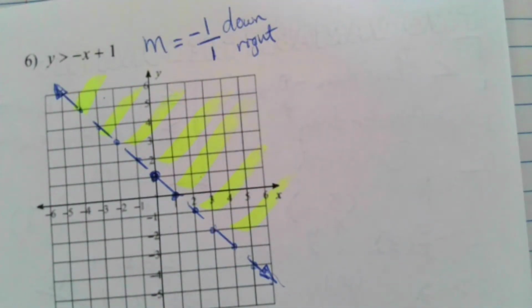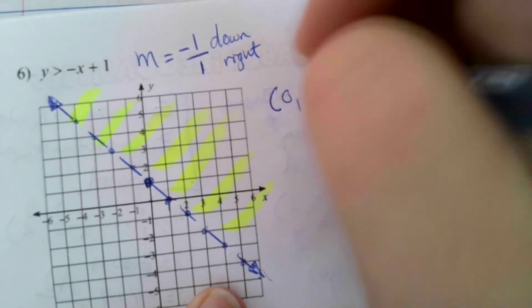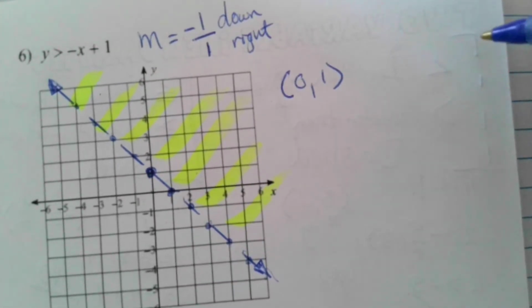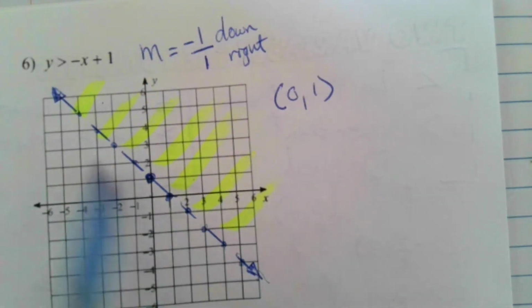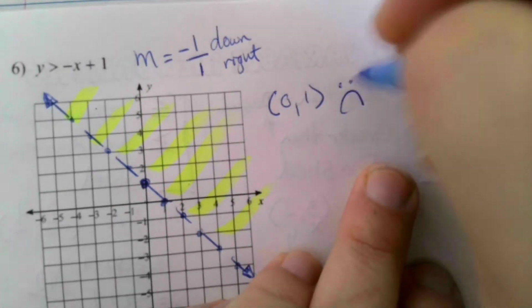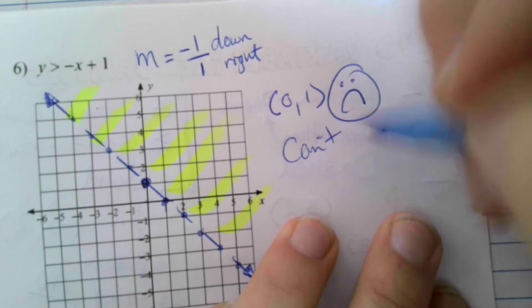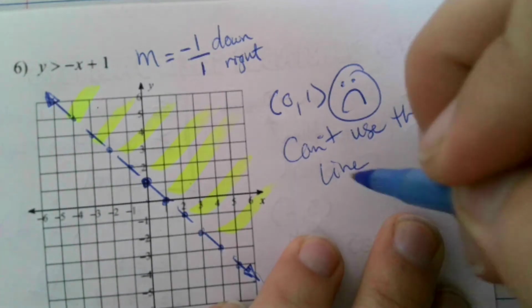Yep. Now, can we pick something that's on the line? Can I pick 0, 1? Can I use that? Who says yes and who says no? And who wants to explain? Let me ask you it a different way. If it's a dashed line, are we allowed to use it? No. So we cannot use this one. We can't use the line on this one when it's dashed.